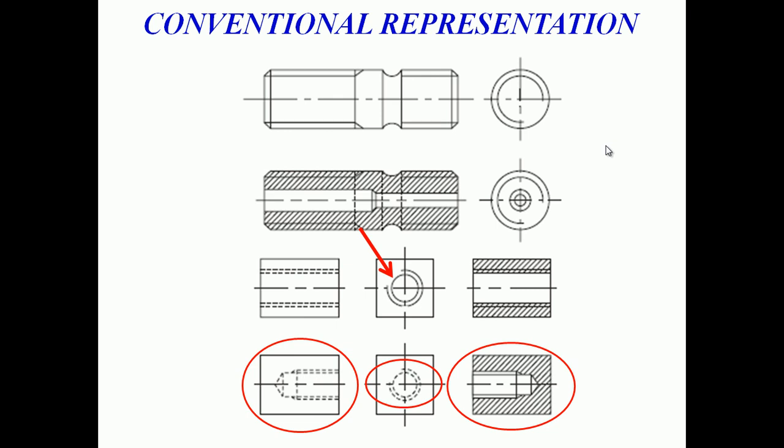So the fourth one is a hole with the internal thread. So this is the way you have to represent the internal thread with the hole.